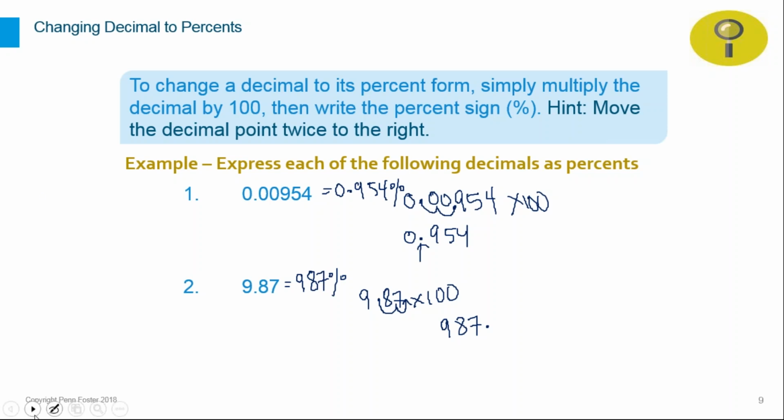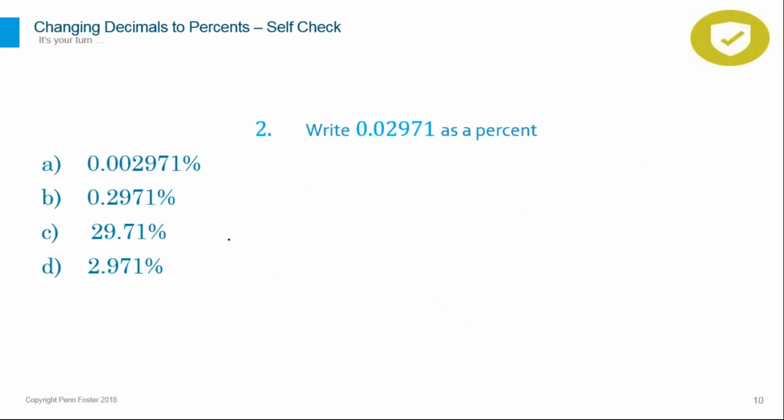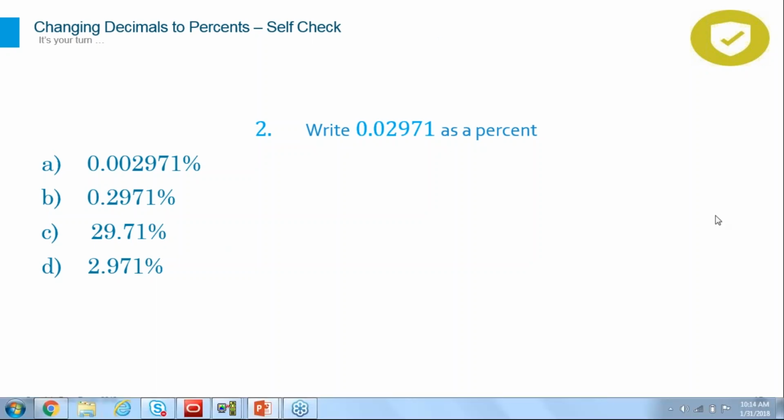Okay, let's go to the next slide, which is another question. Now we're doing the same thing. Change the decimal to a percent. So we want to bring in the sign for the percent, so we need to multiply times 100. I'm going to give you a few seconds to think about that and do the calculations, and then choose the right answer from the ones provided. Here you go.